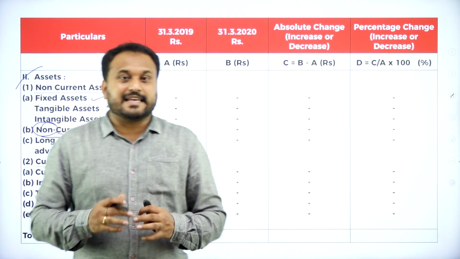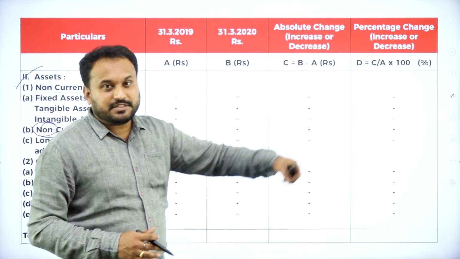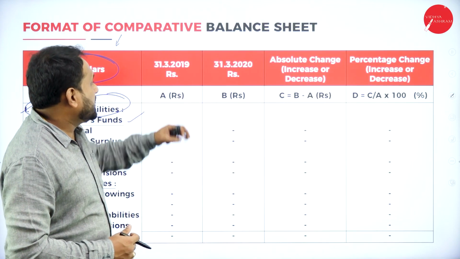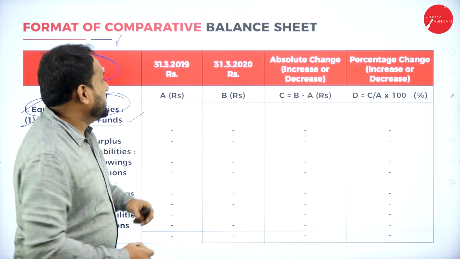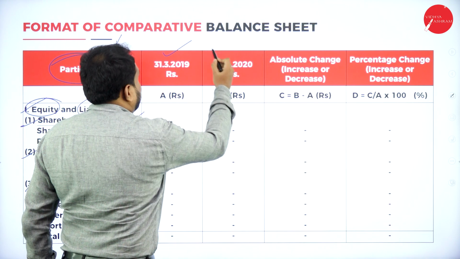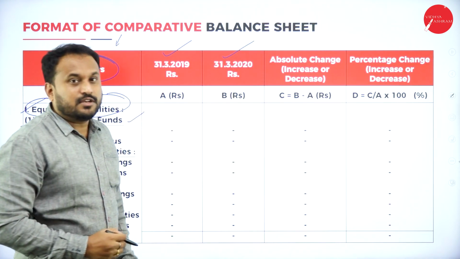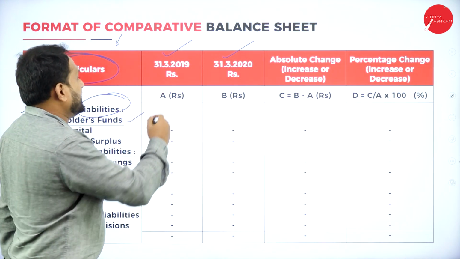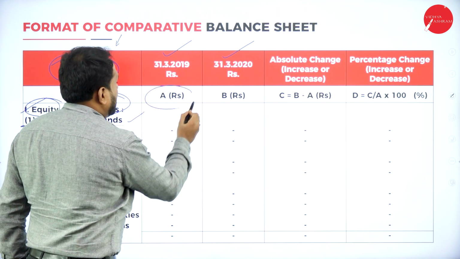Now coming to the second column here, what exactly are these columns? I'll go back now. In the question they will give you 2019, 2020. The oldest year, you will write in the second column and denote that as A.